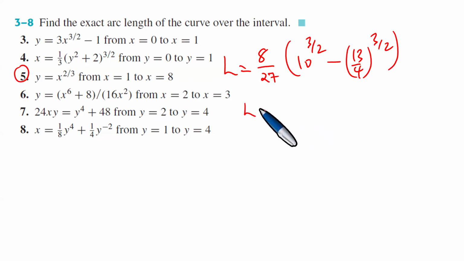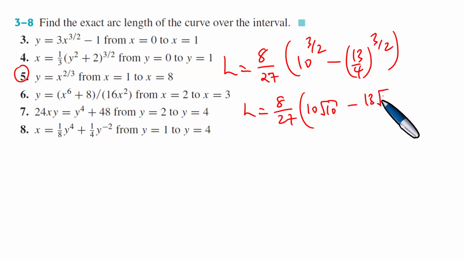Which means that L is 8 divided by 27. Then the 10 to the power 3 over 2 is 10 the square root of 10, which is 13 the square root of 13. 2 to the 2 is 4, the same as 2 to the 2. 2 to the 2 cancels, and 2 to the 3 gives us 8. Like that. Good. That is the answer, but you can write it in many ways.